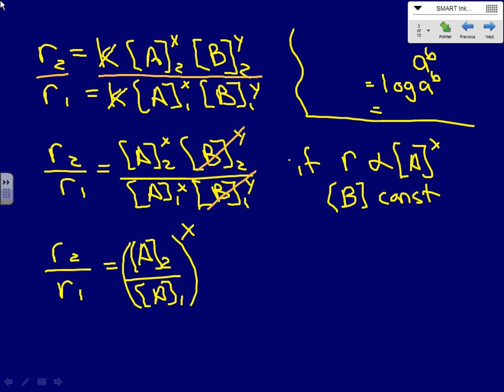This is what it's equal to. It turns out that you can take that exponent b and put it in front of the log, and you end up with b log a. All right? So this is the neat little trick that you can do. If you take the log of both sides of this equation, log R2 over R1, all right?